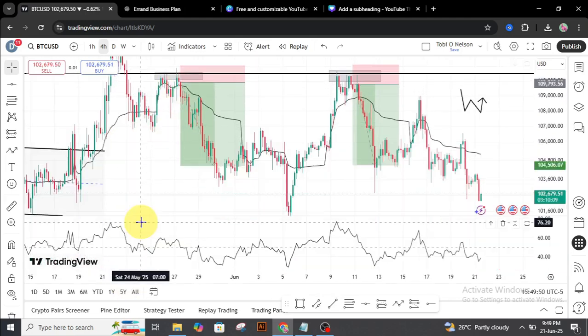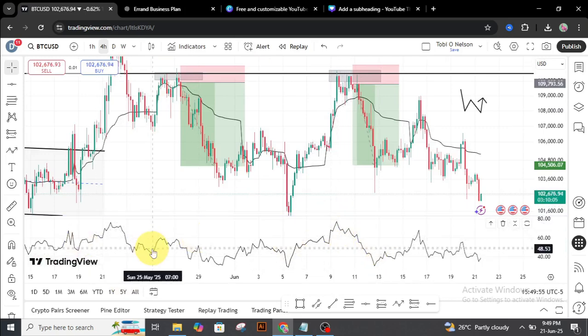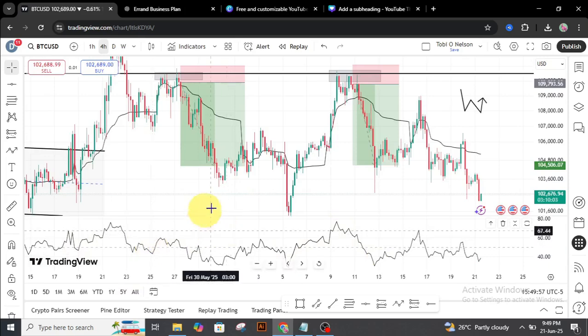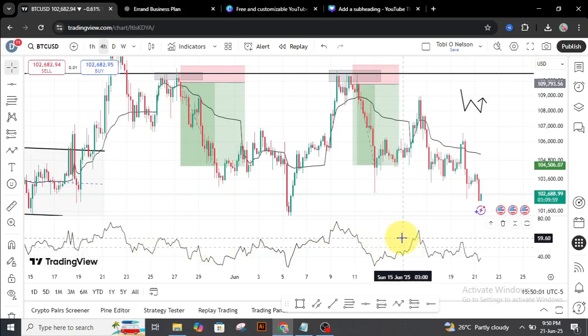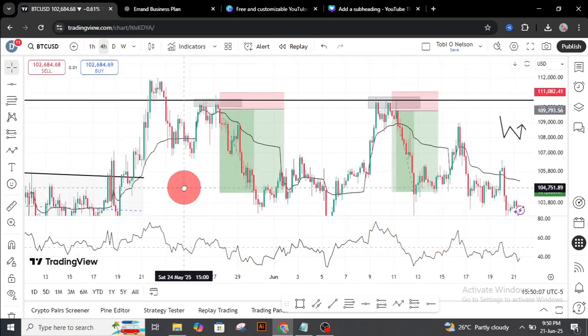So let me open my RSI. This is my RSI. I've actually customized this. What I do is I just remove the upper band, the lower band, and I remove the background color. That's all. If you open it, just remove those things. Nothing really serious.